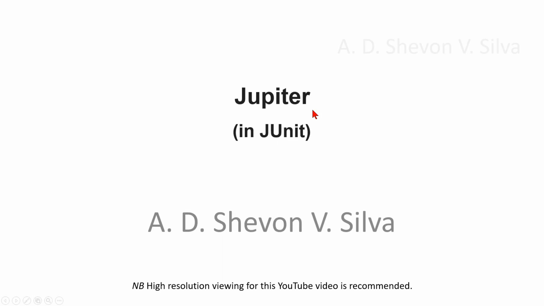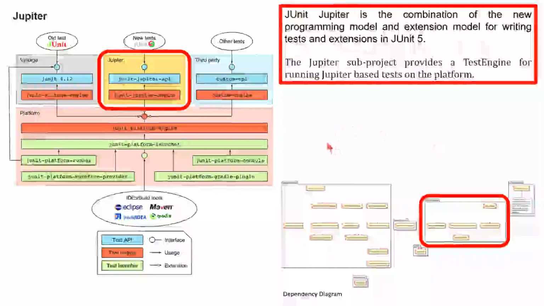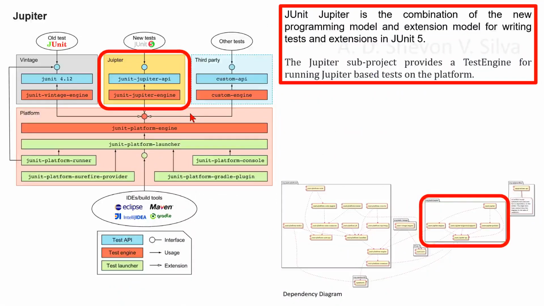JUnit Jupyter. Now we are focusing on Jupyter. JUnit Jupyter is the combination of the new programming model and extension model for writing tests and extensions in JUnit 5. The Jupyter subproject provides a test engine for running Jupyter-based tests on the platform.